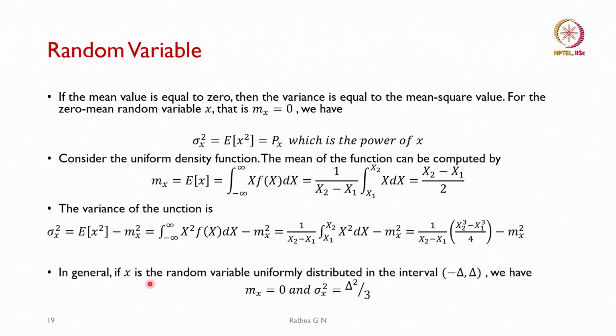In general, if x is a random variable uniformly distributed in the interval minus delta to delta, then the mean mx is equal to 0, and the variance sigma x squared is given by delta squared by 3. By substituting minus delta and delta, you will get delta squared by 3 as the value. So, this completes our discussion on correlation and a little bit on random processes. In the next class, we will take up adaptive filters and how we are going to derive them. Thank you.